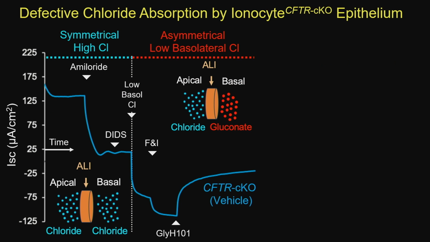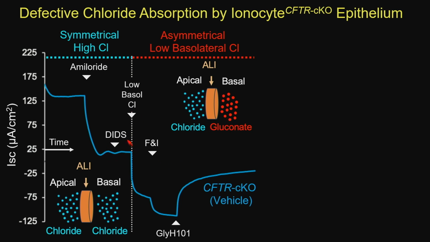And we really don't understand the biology behind what's the difference between these types of ionocytes. Okay, so let's take this system into an ALI culture, and I'm calling here CFTR conditional knockout. That is CFTR knocked out only in ionocytes. And this is wild type epithelium. We're starting with a symmetrical gradient, low basolateral chloride.